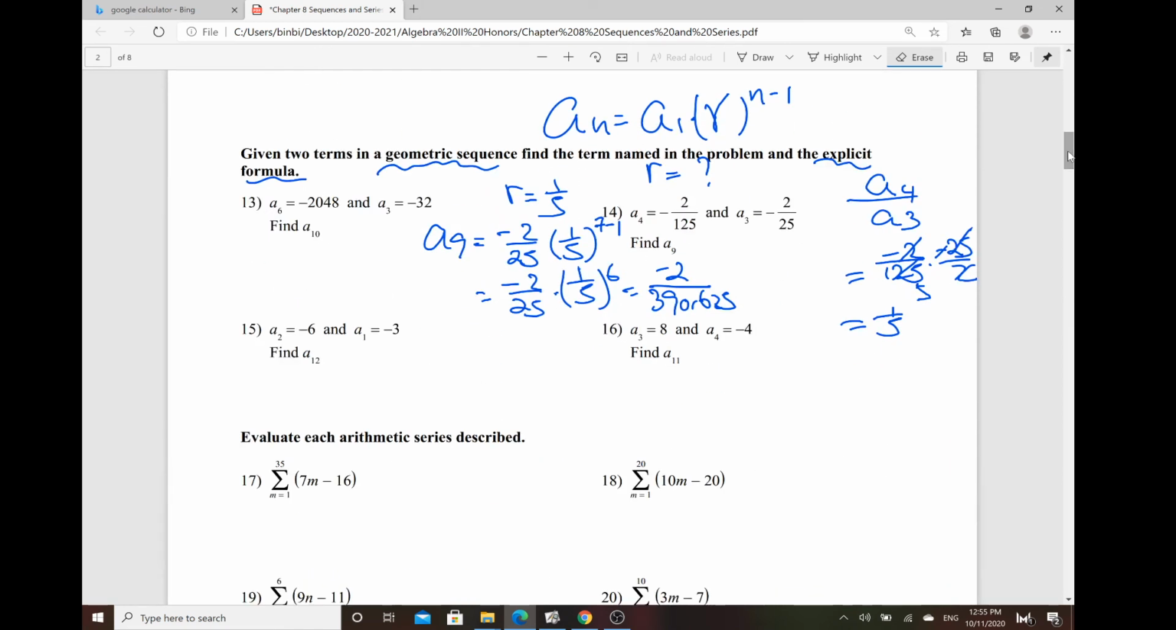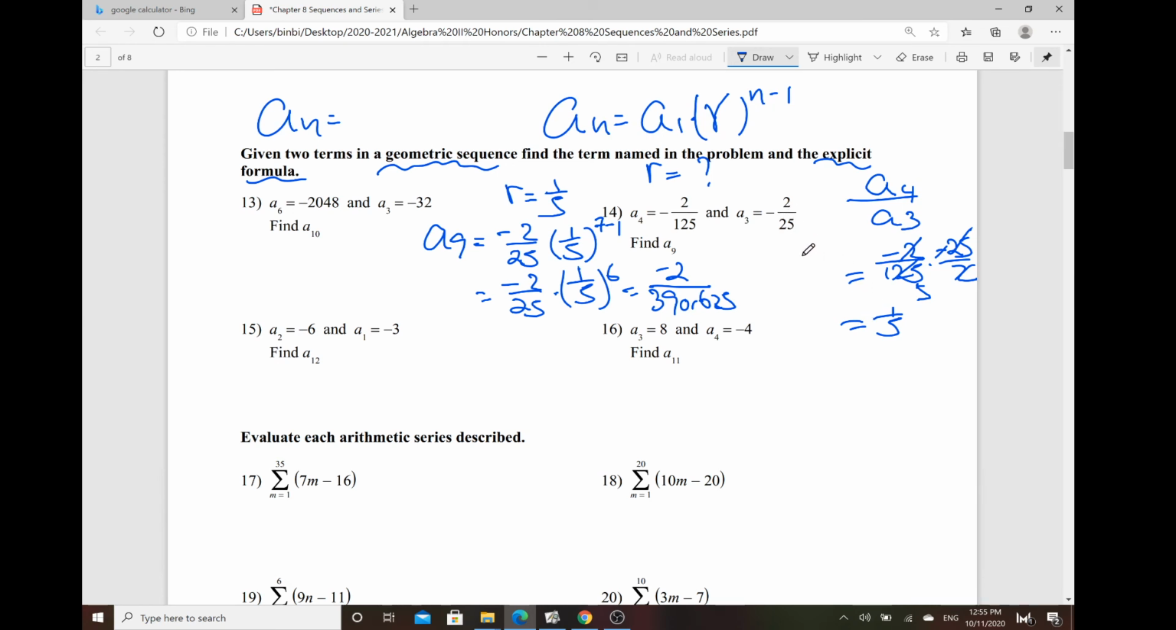So using the same formula here, a sub n, a sub 1, which is, well, we don't know. We still need to find out what a sub 1 is. So the way to do it, you can just keep dividing by 1/5 because you're going backward. So divided by 1/5.